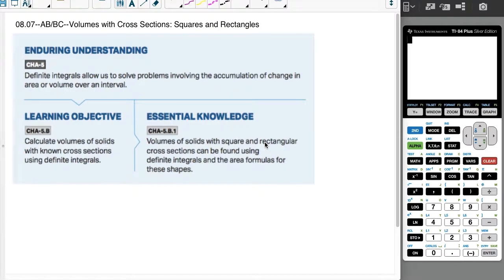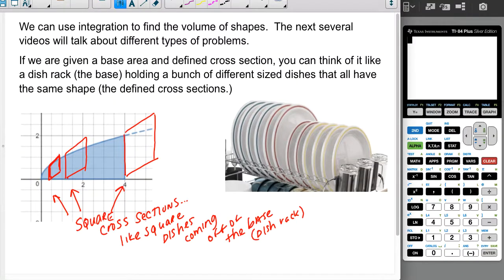Okay, this is AP, AB, and BC Calculus. We are doing Unit 8, Section 7, which is volumes with cross sections. We're doing squares and rectangles, so let's go right to it. We can use integration to find the volume of shapes.